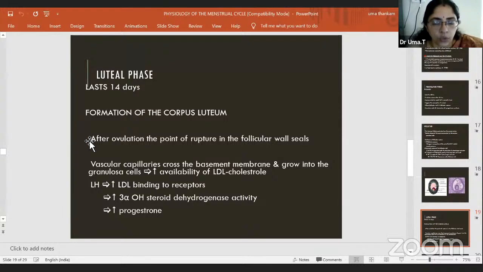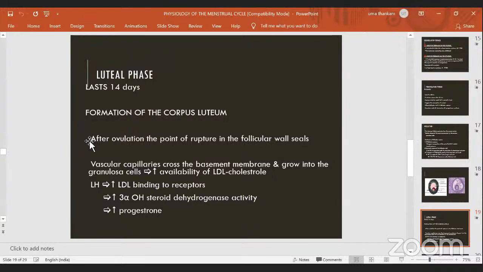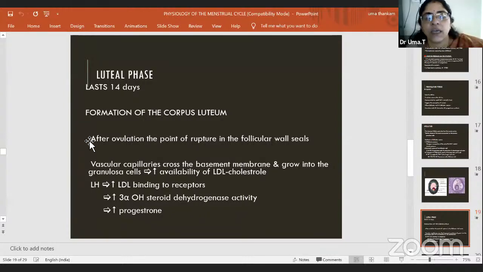So now, soon after ovulation, the next phase of the menstrual cycle is called the luteal phase, which lasts for about 14 days. Here there is formation of the corpus luteum. After ovulation, the point of rupture of the follicular wall seals, and vascular capillaries cross the basal membrane and grow into granulosa cells, because of the increased availability of LDL cholesterol. LH causes an increase in LDL binding to the receptors, increases 3-beta hydroxysteroid dehydrogenase activity, and increases progesterone.